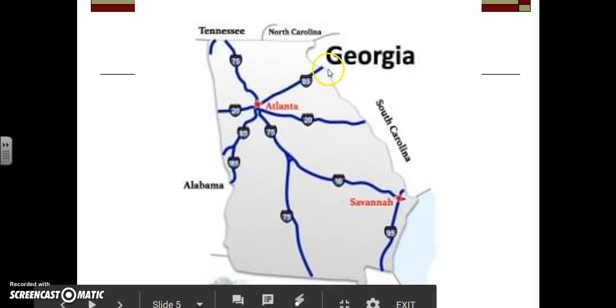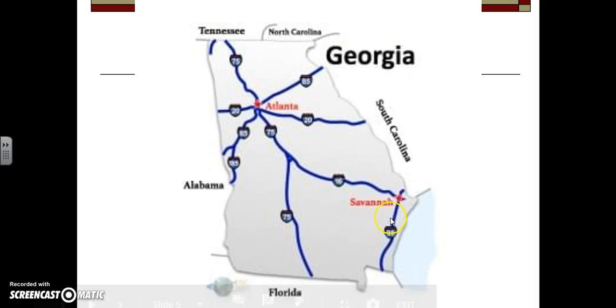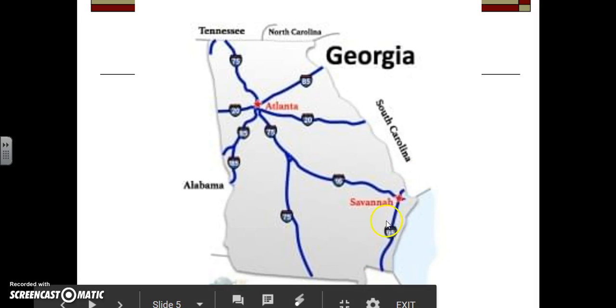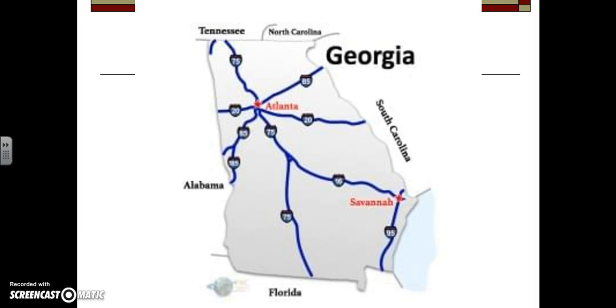So we're all familiar with Interstate 85. Here's Interstate 75, Interstate 20, Interstate 95 along the coast. Okay, and so interstates go out of Georgia. Interstates usually go from state to state to state, and sometimes interstates like Interstate 75 will go all the way from Miami, Florida, north of Detroit, Michigan, to Canada. Interstate 95 will go from Miami all the way to the Canadian border at Maine.